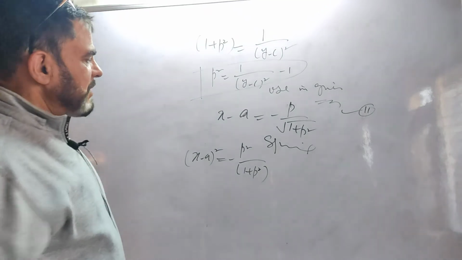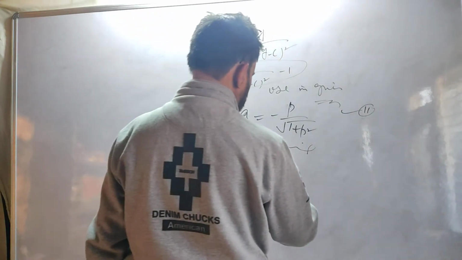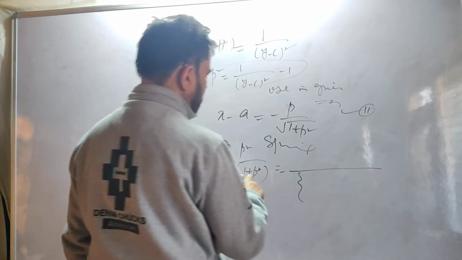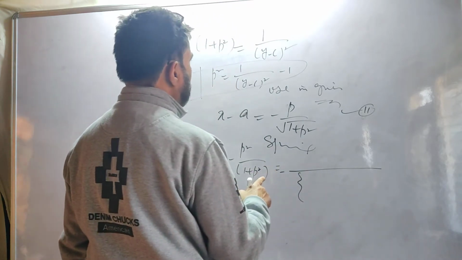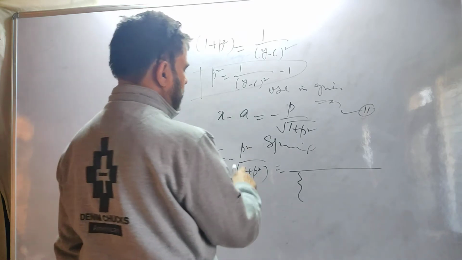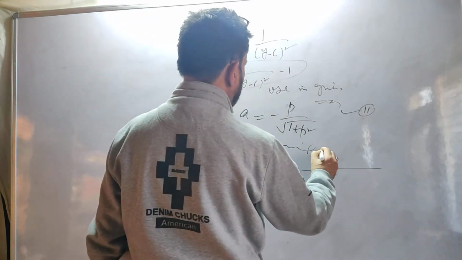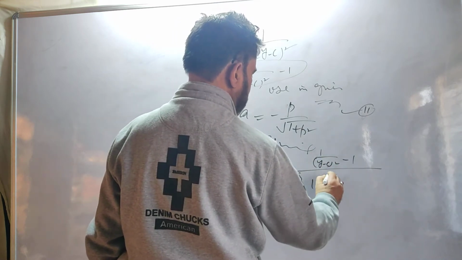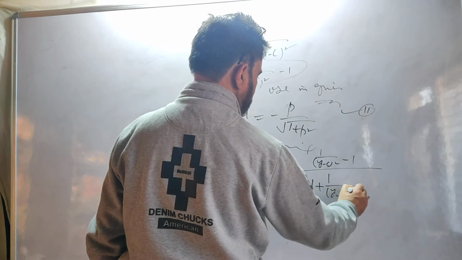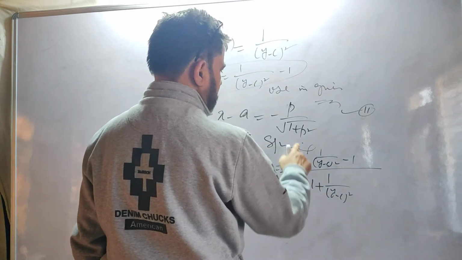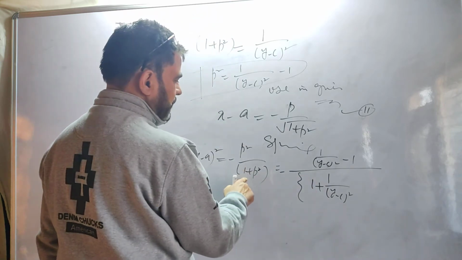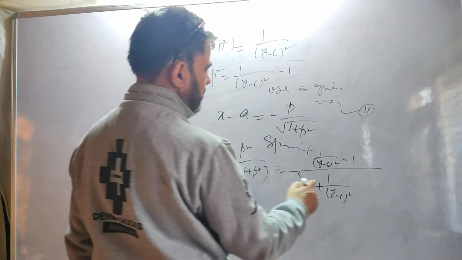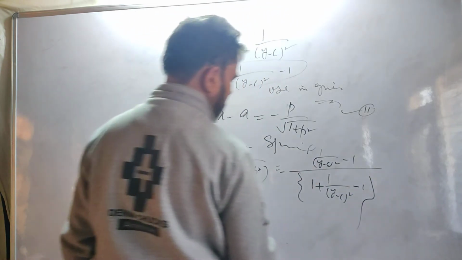I can use the value of p square easily here. What is the value of p square? p square is 1 by y minus c square minus 1. Here also, 1 plus 1 by y minus c whole square, the value of p square, here it is minus 1. Now simplify.